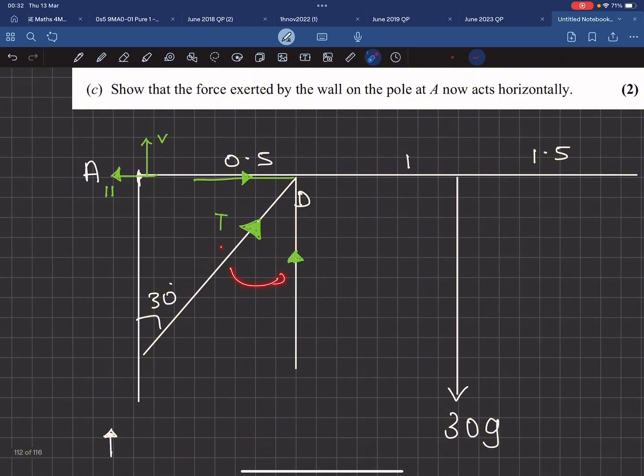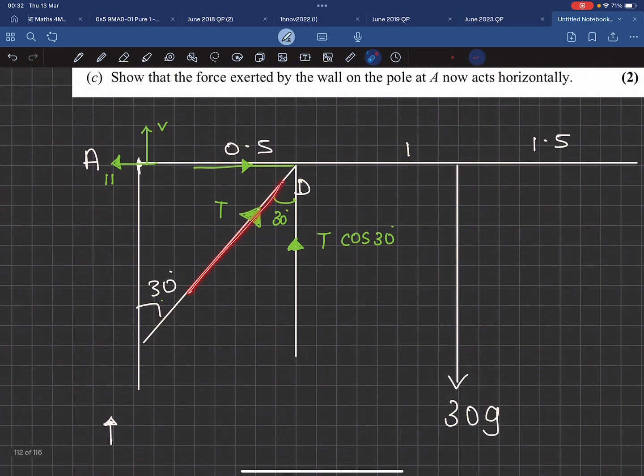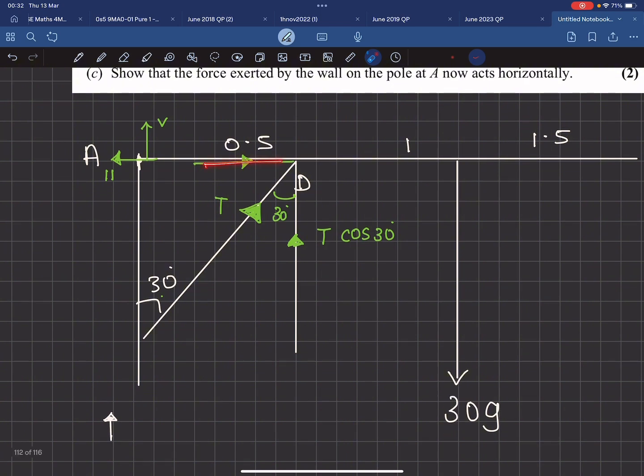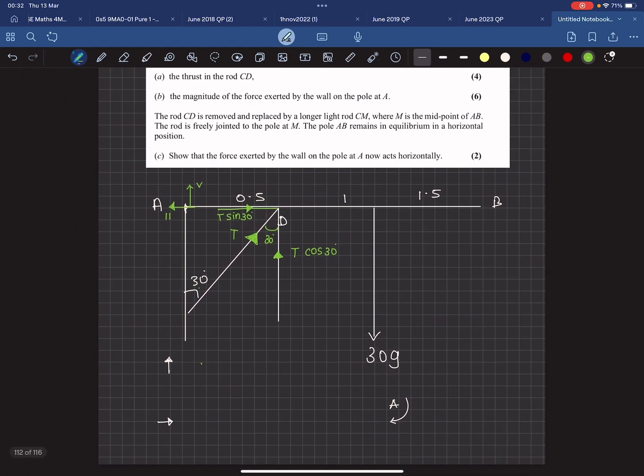T, when it goes to this line, will become T cos 30. And how do I know it's 30? Because if this is 30, this is going to be 30. And whenever a force is traveling 30 and it's covering this angle to make this line, it will become cos. And this will become sine. So that's going to become T sine 30.